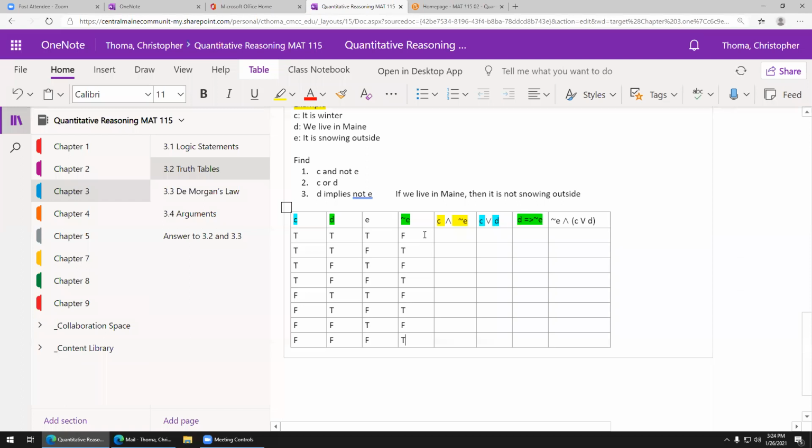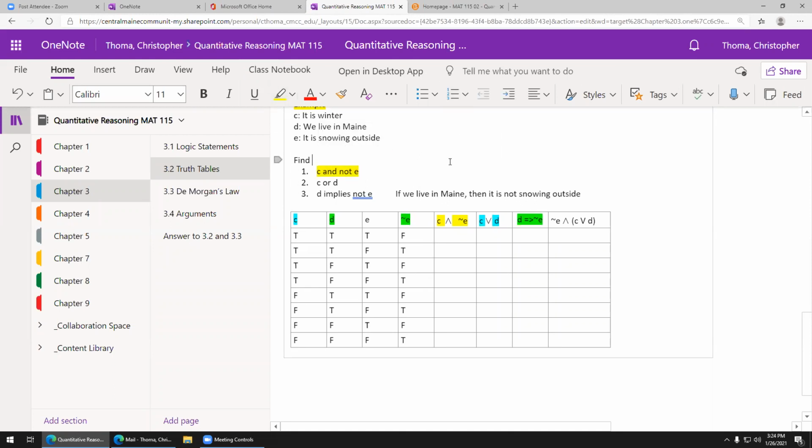I am looking at E, right? So if I would have had not D, then I would have had to look at column D and not E, right? So be very careful that you're looking at the right columns. So now I've created a column for my not E. And the reason I did that is because now I can do statement 1.